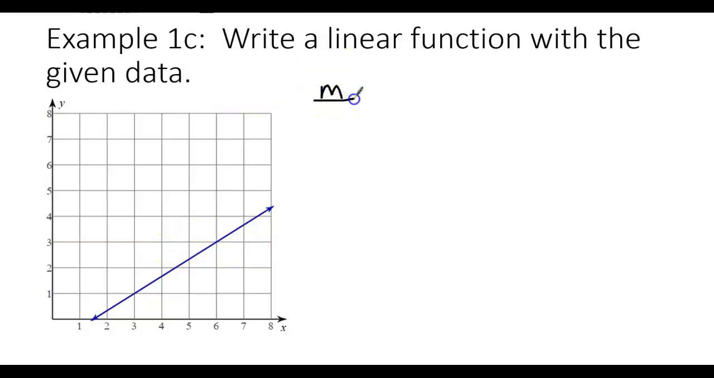Now, when you have a graph, you can find the slope in 2 different ways. One way is by picking 2 points, right? And knowing the coordinates of those points, (3, 1) and (6, 3), and then, of course, labeling those as x1 and y1.